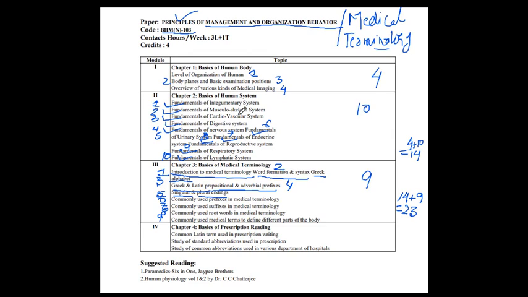Moving down now to chapter or module 4. The first topic given here is common Latin terms used in prescription writing. Considering this as the first. Study of standard abbreviations used in prescription, so this should be considered as second, and the last one. So the total number of topics cumulatively is 26.